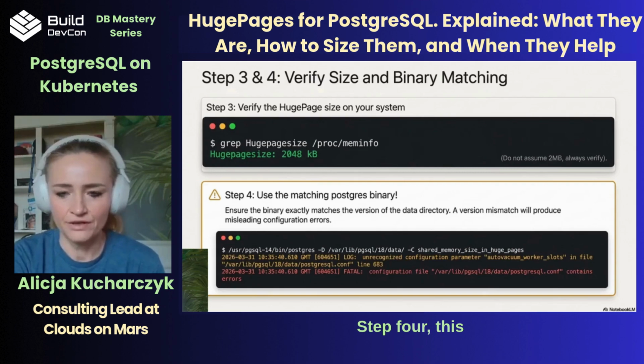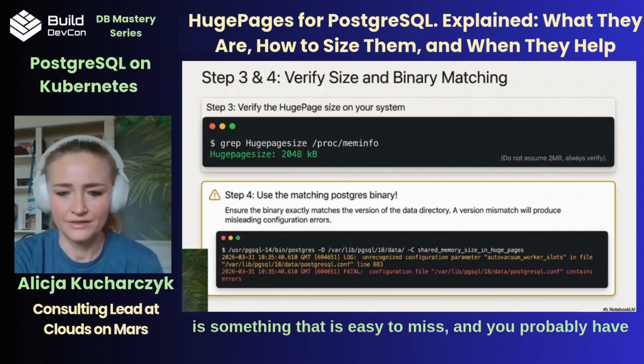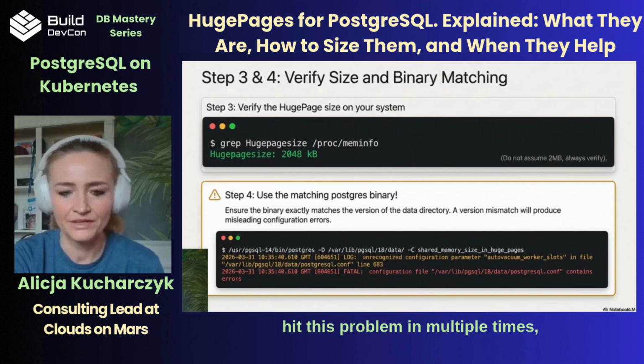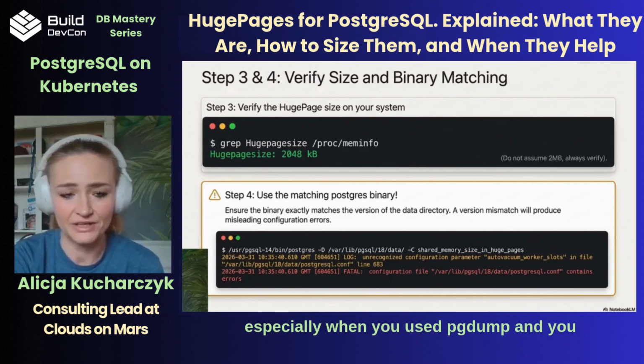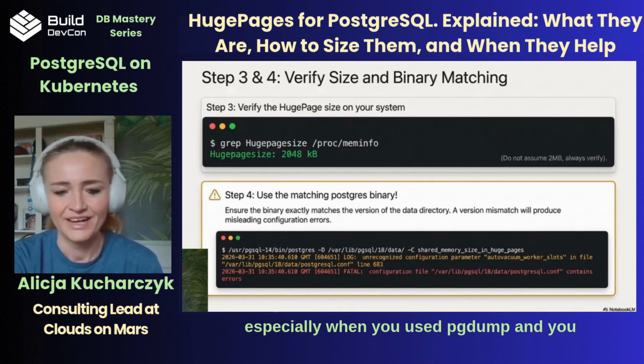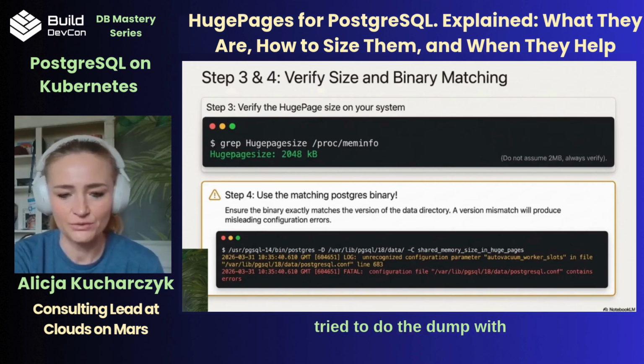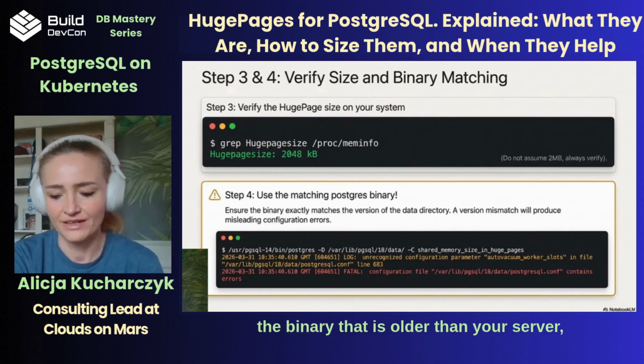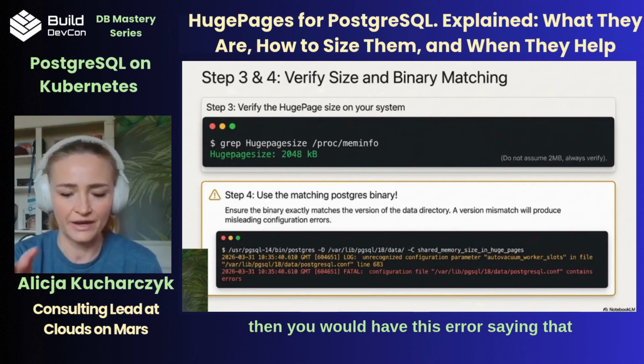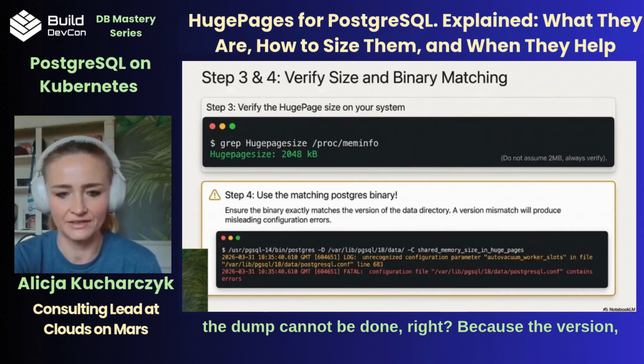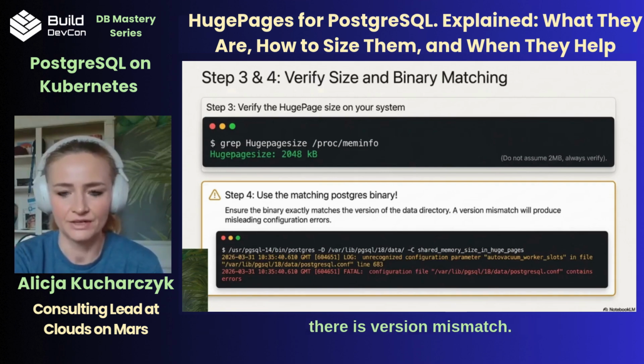Step 4. This is something that is easy to miss, and you probably have hit this problem in the past multiple times, especially when you used pg_dump and you tried to do the dump with a binary that is older than your server. Then you would have this error saying that the dump cannot be done, right? Because there is a version mismatch.